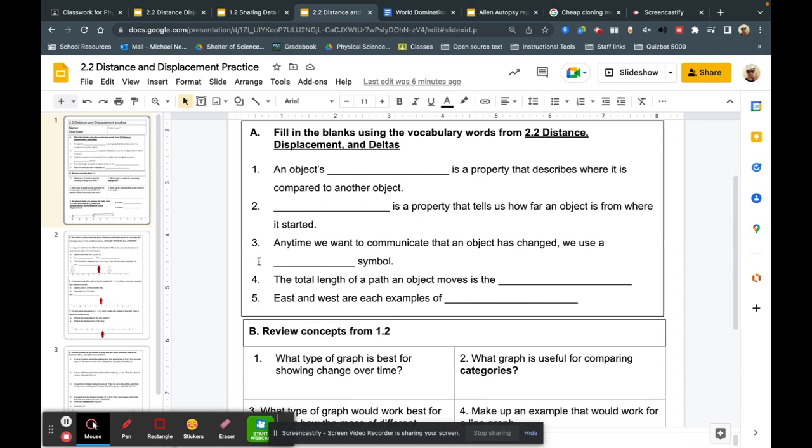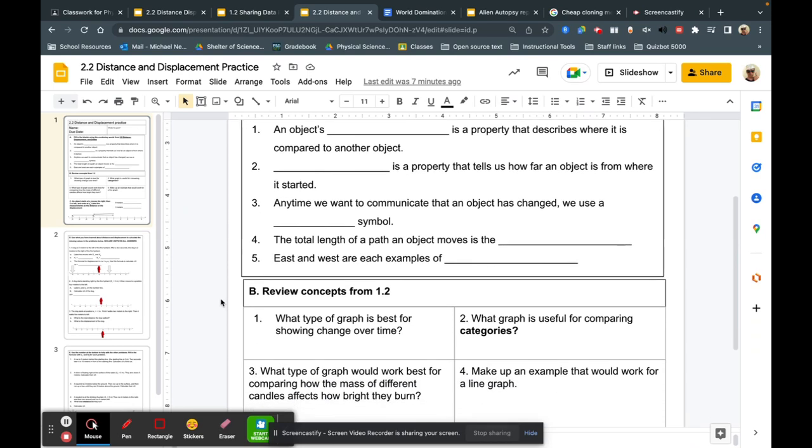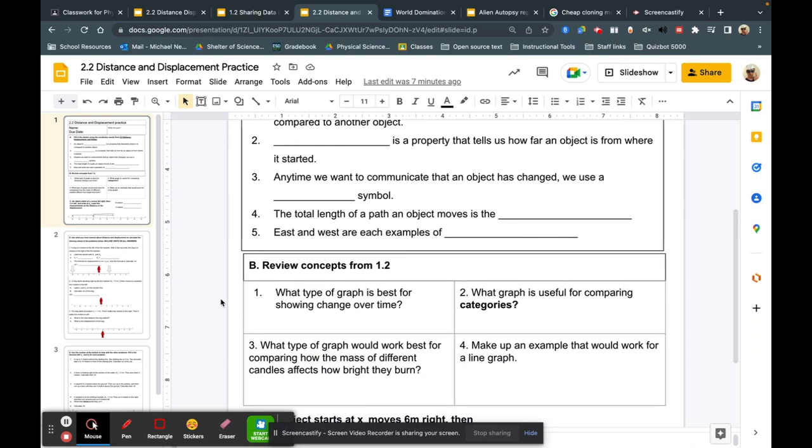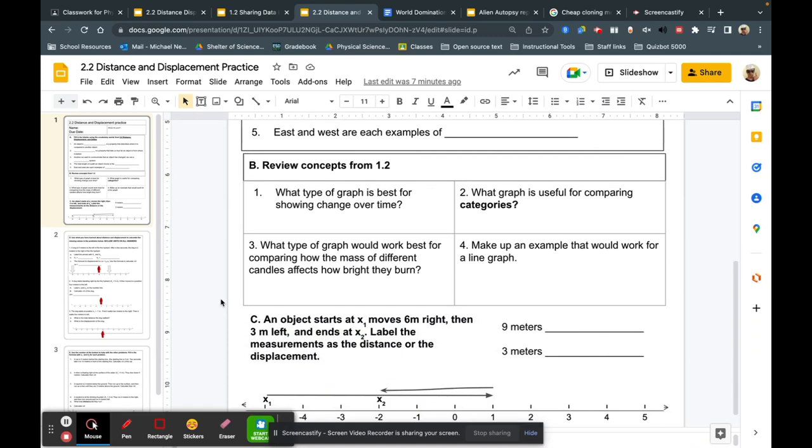So remember, the delta is the little symbol that looks like a triangle, and we will use that anytime something changes. If x is position, then delta x will be our change in position. The total length of a path an object moves is the distance. And last, east and west are each examples of direction.